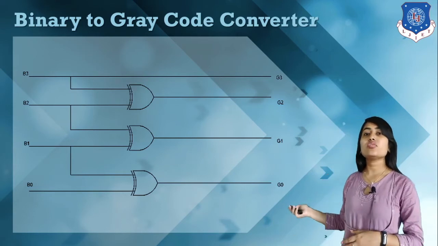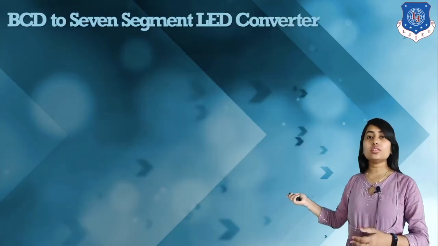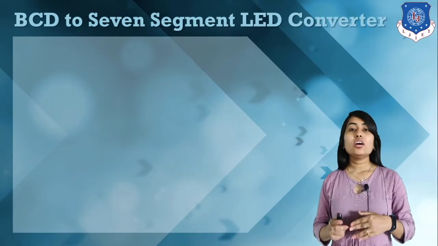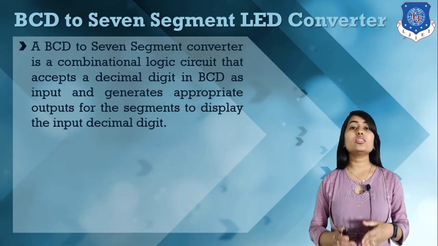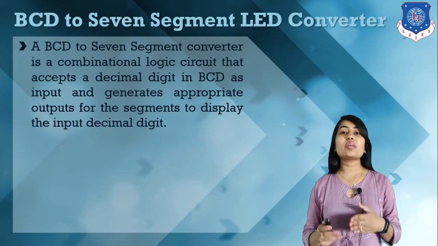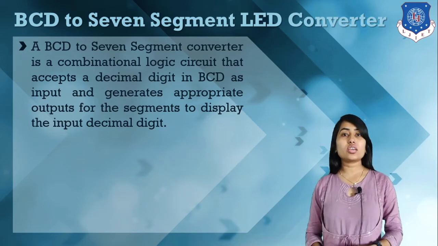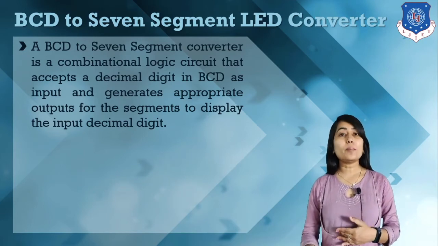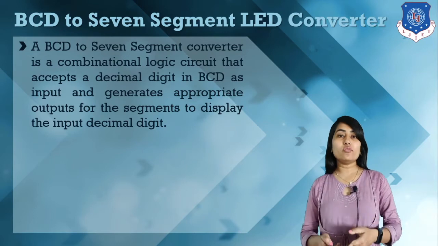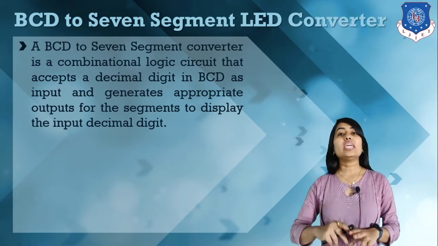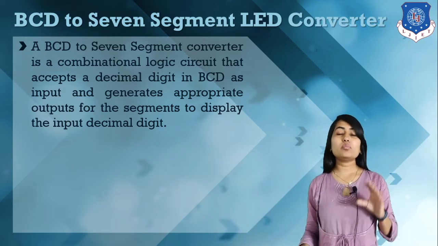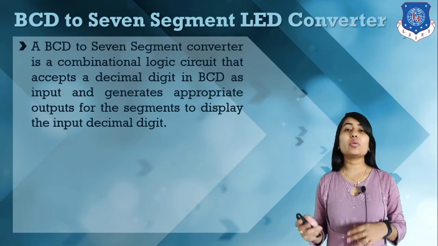Now next we have a BCD to 7 segment LED code converter circuit. This BCD to 7 segment LED code converter circuit is basically a combinational logic circuit which converts BCD values into 7 segment LEDs.